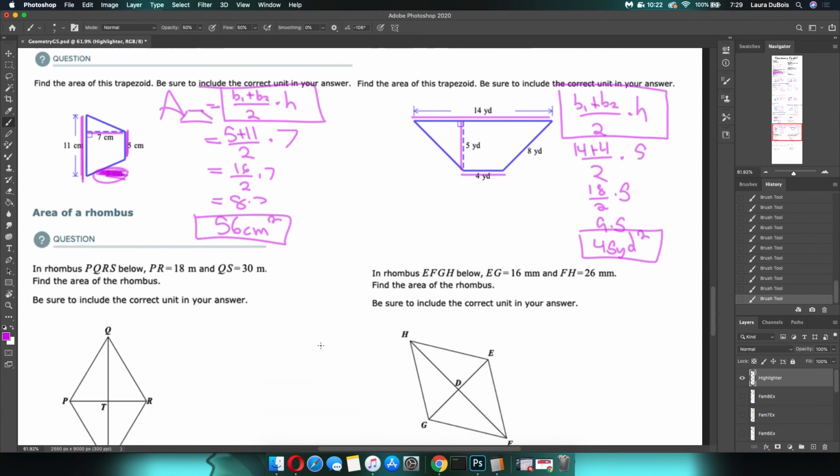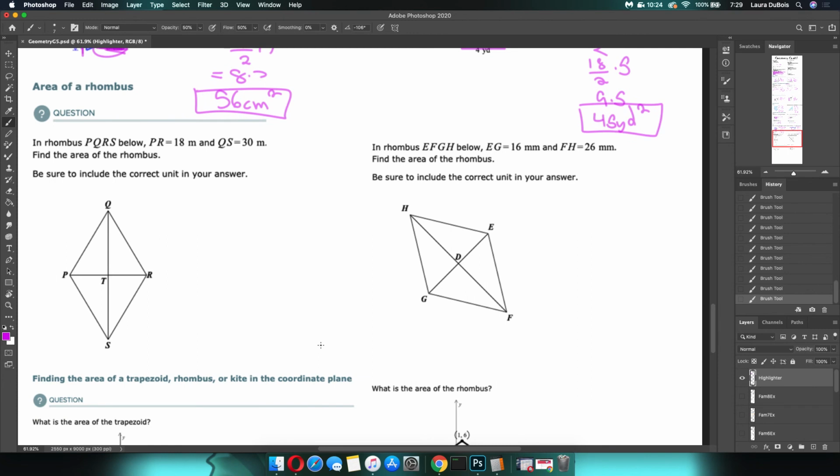Okay, now, rhombus, same idea, base times height, and now they give it to you a little bit differently. So PR, from here to here to here, that is going to be 18, and then QS is going to be here to here to here, Miss Dubois, darken it up, and that is going to be 30. Find the area of the rhombus. Be sure to include the correct unit in your answer.